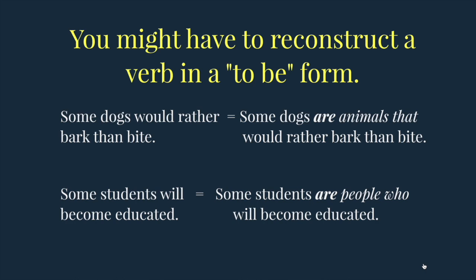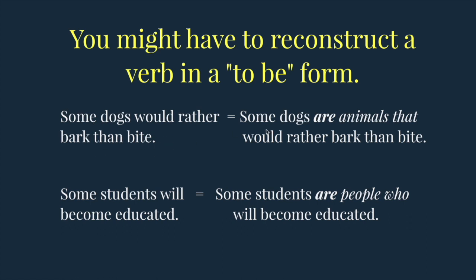Additionally, I might have to reconstruct a verb in a to be form. We already started to see a little bit of slippage with the copula in that last example with were instead of are, but here's a more clear instance of having a non-standard verb that isn't to be. So some dogs would rather bark than bite. All right, I've got some dogs. I've got a quantifier. I've got a subject category. Would rather bark than bite. What's my copula? What's my predicate category? It's not clear in this natural language statement. I have to translate it.